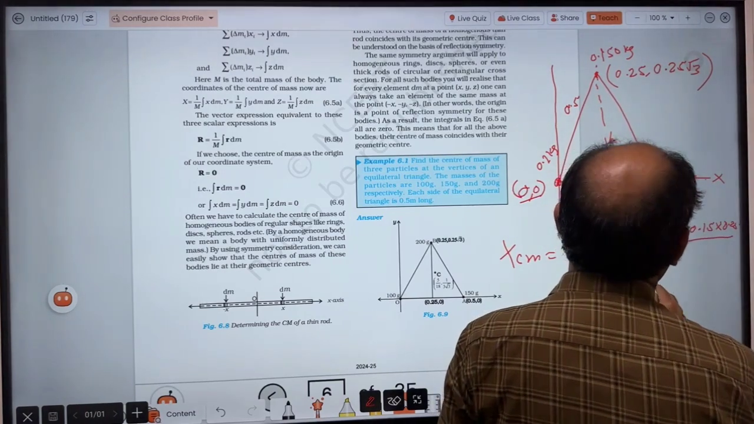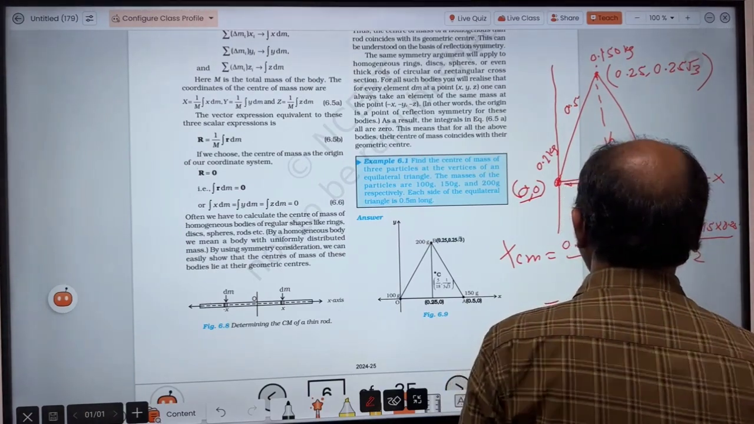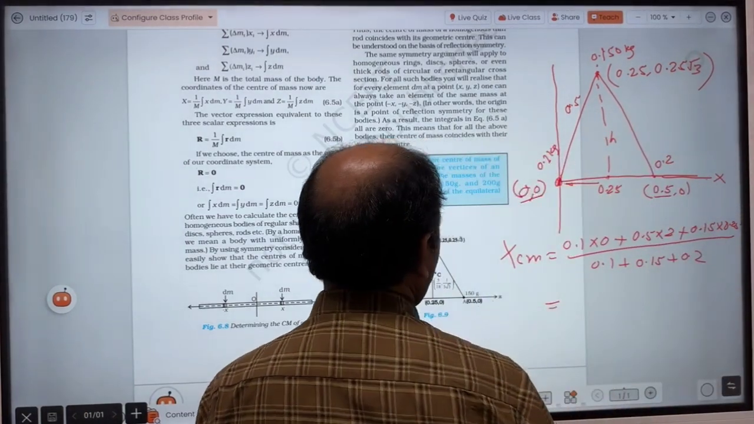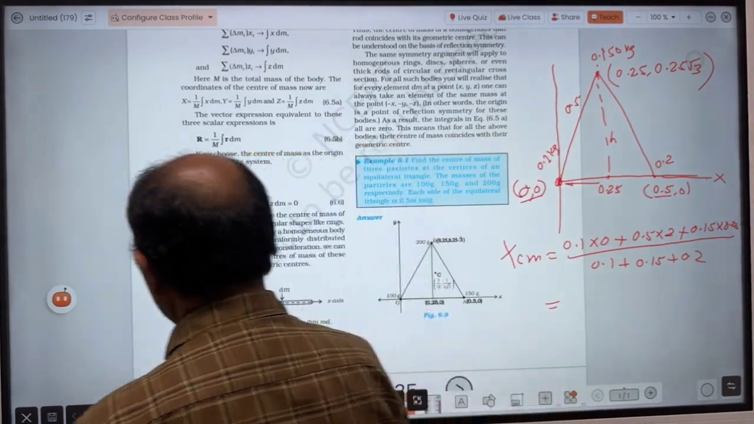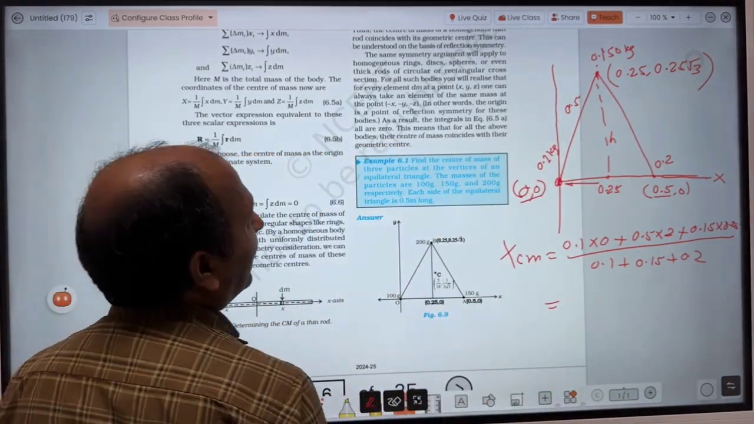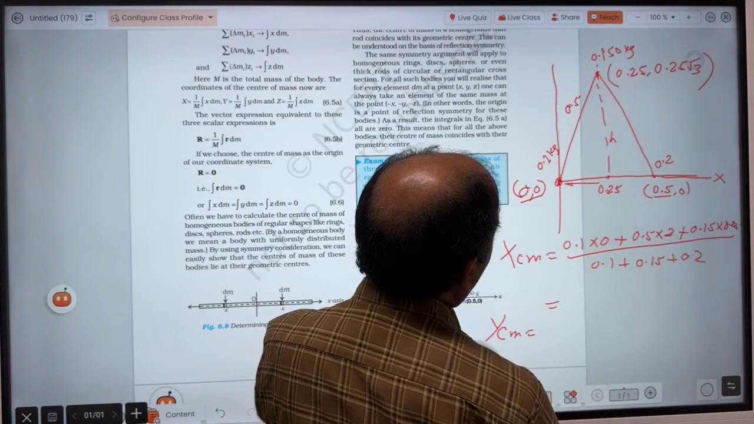So 0.1 plus 0.15 plus 0.2. You can evaluate it, so you will get xcm. Now we have to find out ycm. For getting ycm, the thing is very simple.